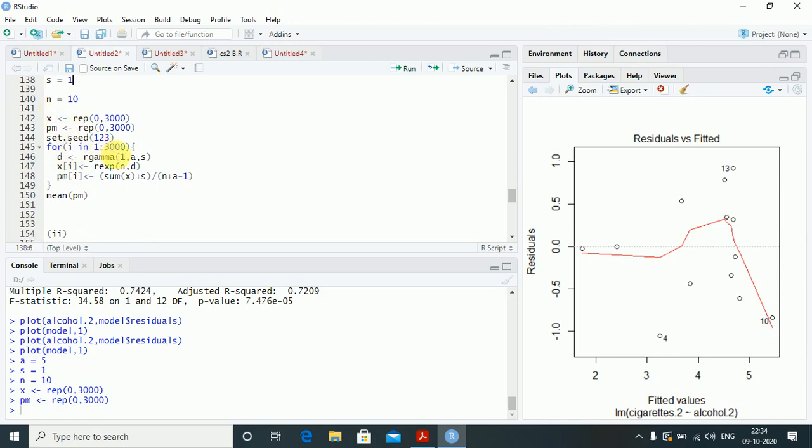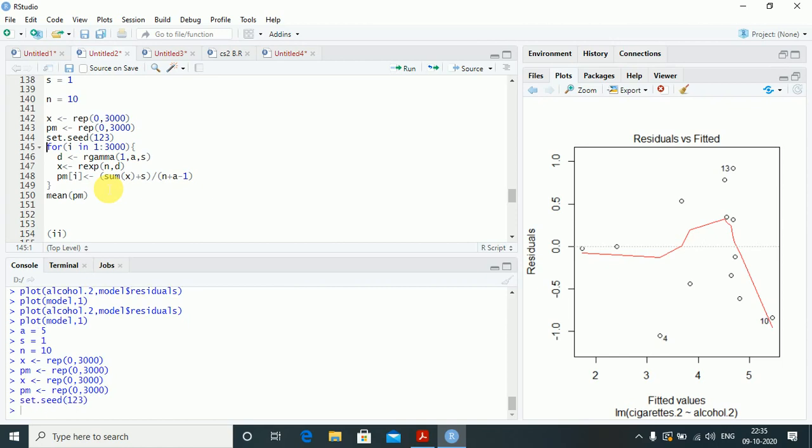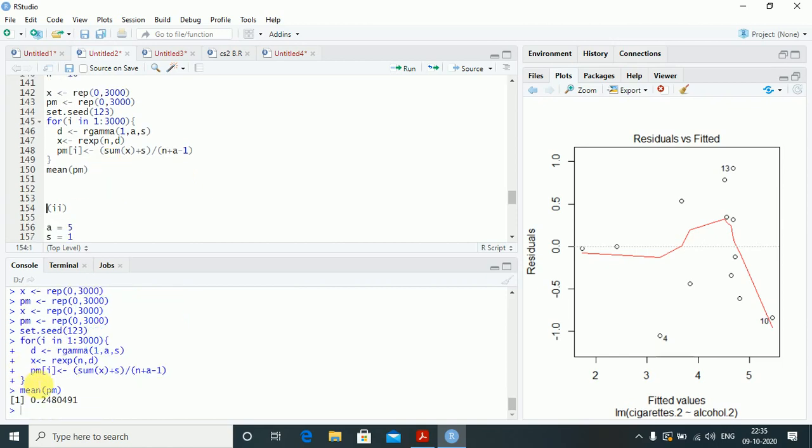Now for i in 1 to 3000, d is equal to rgamma(1, alpha, s). So this is for one time we are simulating, and xi is equal to rexp(n, d), so that time we need 10. And then for the posterior mean, you do the sum of x plus s divided by n plus alpha minus 1. So this is how you will get the values over here. Then you calculate the mean of the distribution. So the mean of PM is equal to 0.248091. So this is what you get.